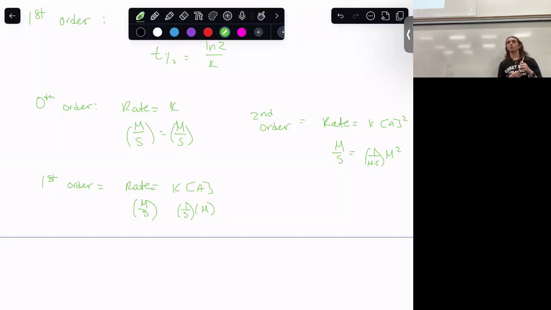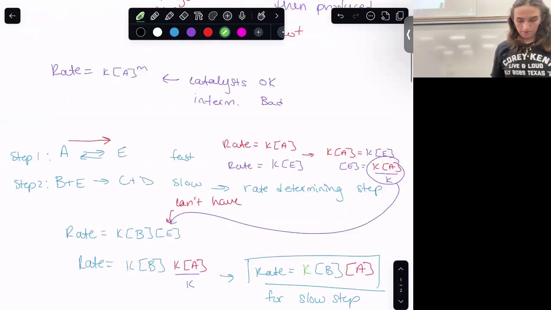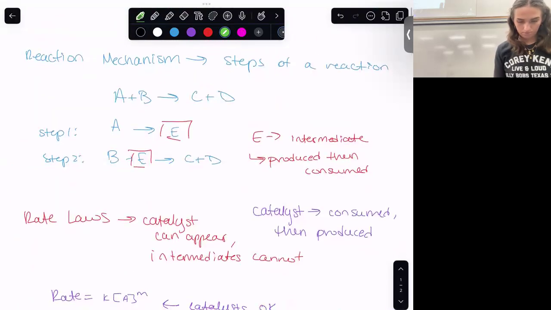So if you have your reaction, are you able to just look at it and know what order each thing is? That's a great question, because sometimes you're able to, and other times you just can't. Great question. Let's go back to our original problem.